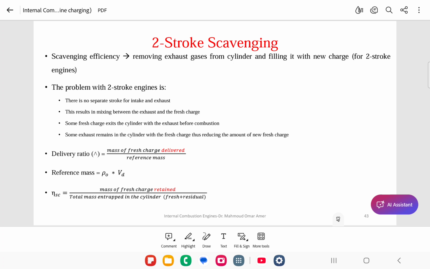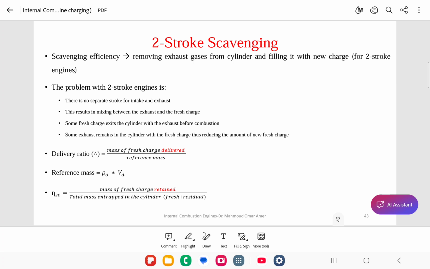If I intend to know what percentage of the fresh charge was retained compared to the overall mass inside the cylinder, we will be talking about the scavenging efficiency. So for the delivery ratio, we divide by the reference mass, which is the standard mass of the fresh charge alone. But in the scavenging efficiency, we take the overall trapped mass inside the cylinder, including the fresh charge retained inside the cylinder and the residual exhaust inside the cylinder.